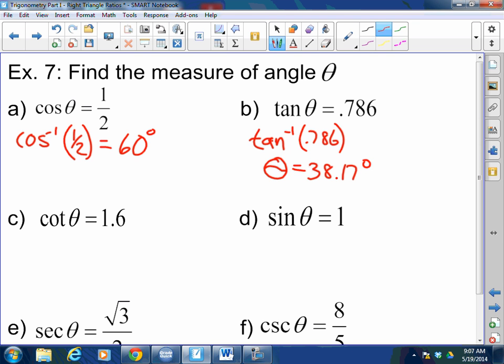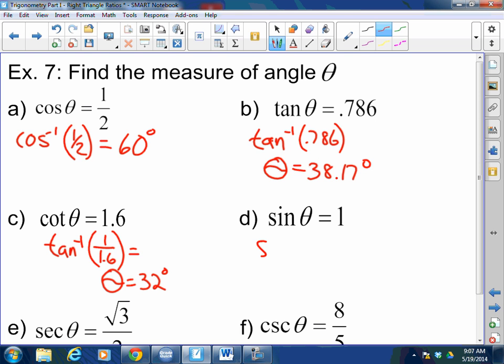Cotangent of theta. Okay, wait a second. Cotangent goes to who? Tangent. So I'm going to go inverse tangent of 1 divided by 1.6. Remember, it's the reciprocal. Always. What do I get? What's my theta? Perfect, 32 degrees.